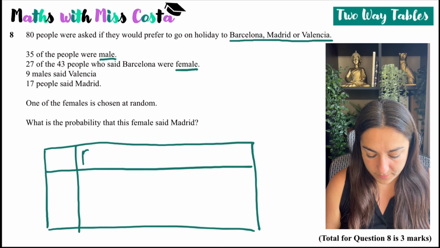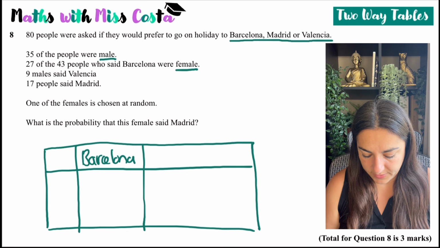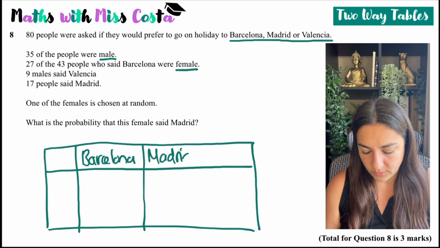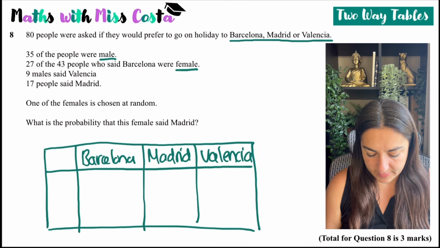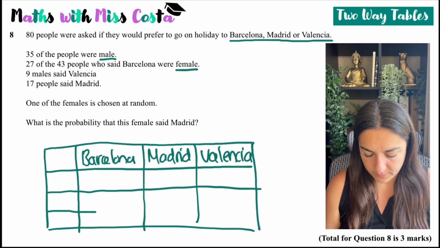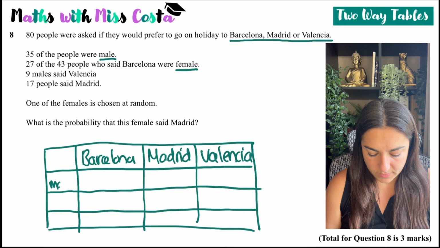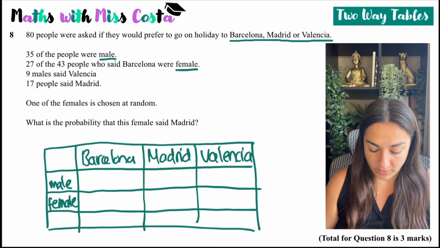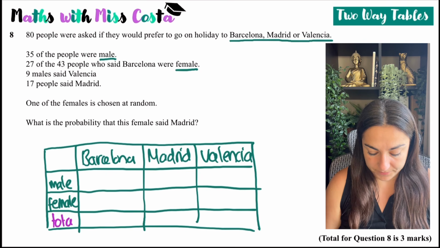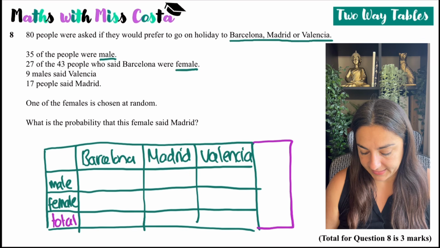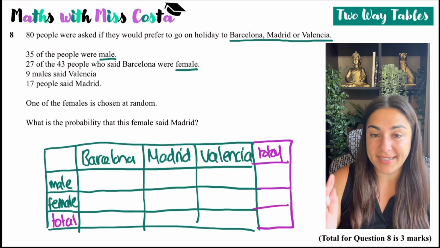So we've got Barcelona, Madrid, or Valencia. And then we've got male, female, and then what I always want to do is have a total column. So I ran out of space here, so I'll just draw one here. So total column. Okay, so that's how you do your two-way table.